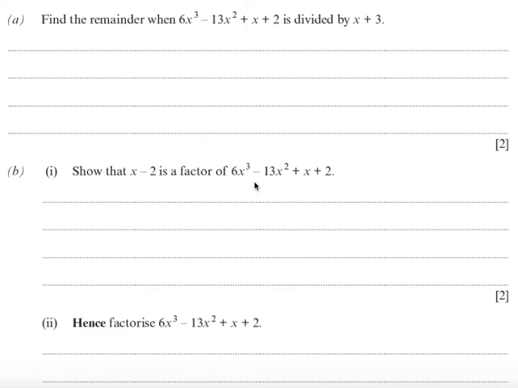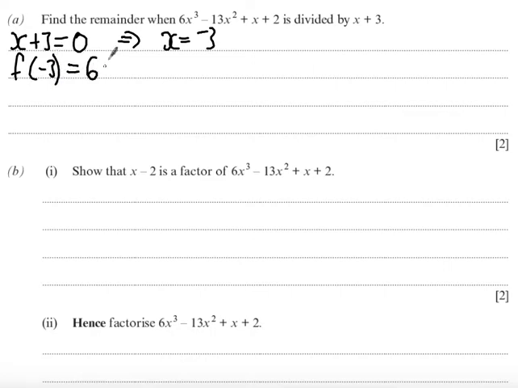Find the remainder when 6x cubed minus 13x squared plus x plus 2 is divided by x plus 3. Okay, so in order to answer this question, I want to use the remainder theorem. If I'm dividing by x plus 3, I consider that to be equal to 0, which tells me that the value I need to use is x equals minus 3. So I want to do f of minus 3.